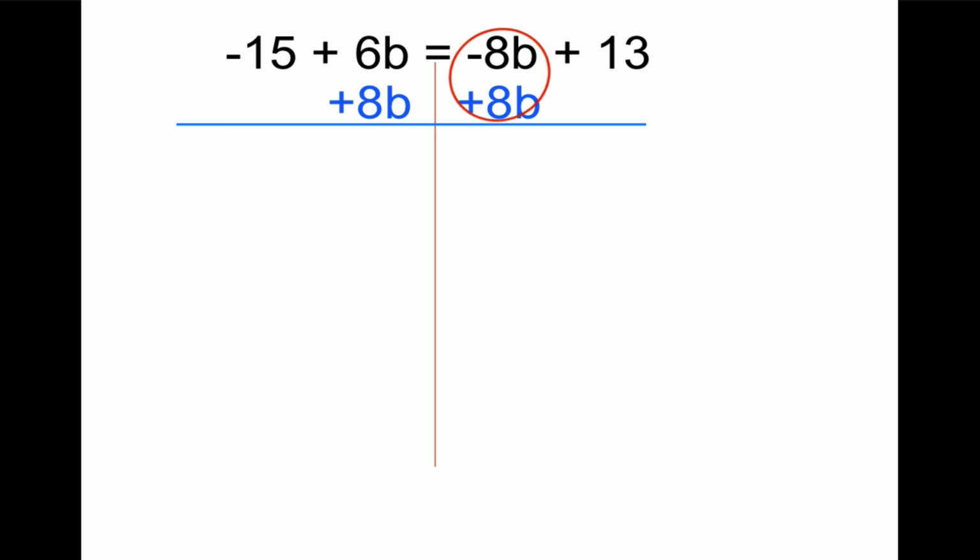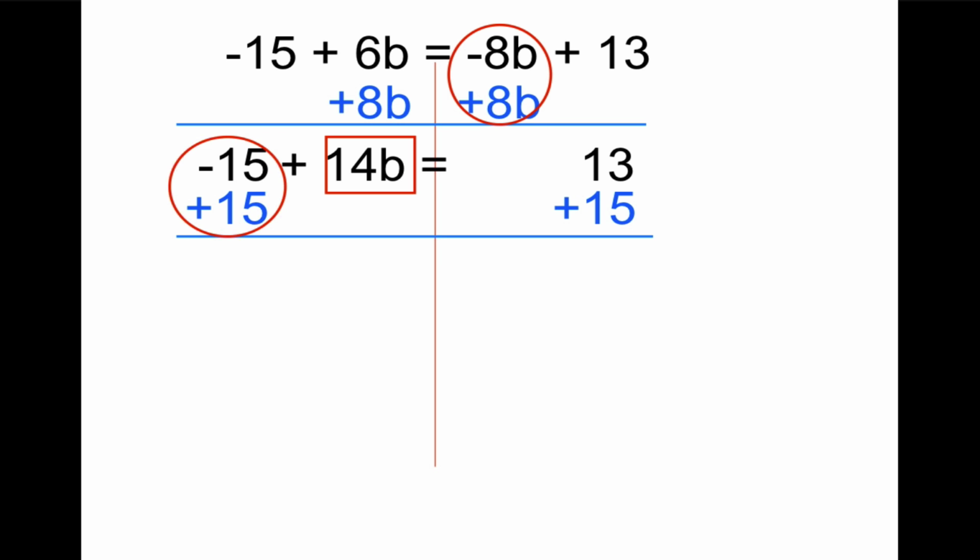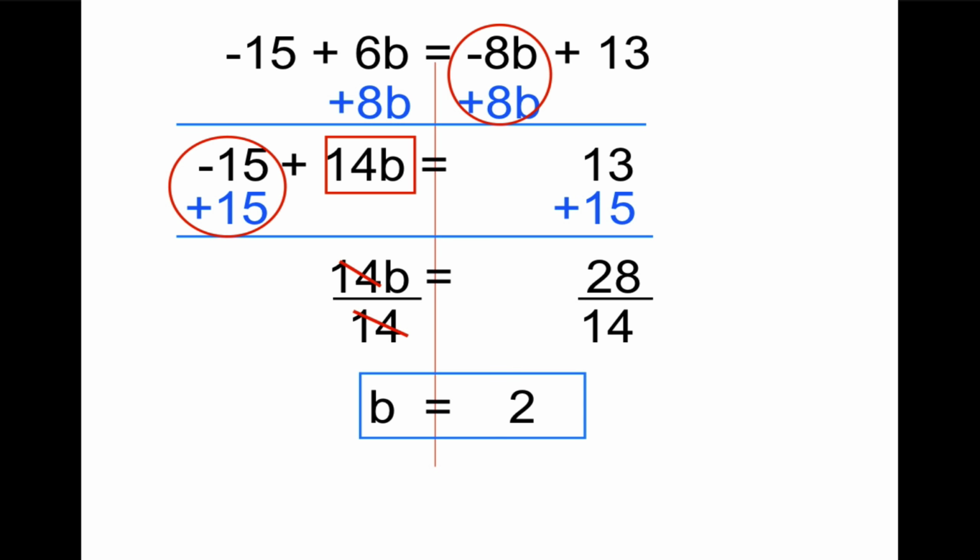Again, we have a zero pair. On the left, we have negative 15 plus 14b equals 13. Now we have a two-step equation. Box out the 14b. So what do we want to remove? Negative 15 by adding positive 15 to either side. Another zero pair here. So we get 14b equals 28. So last step, multiply or divide. It's a multiplication problem. We'll divide both sides by 14. 14 divided by 14 equals 1. That's 1b. b equals 2.